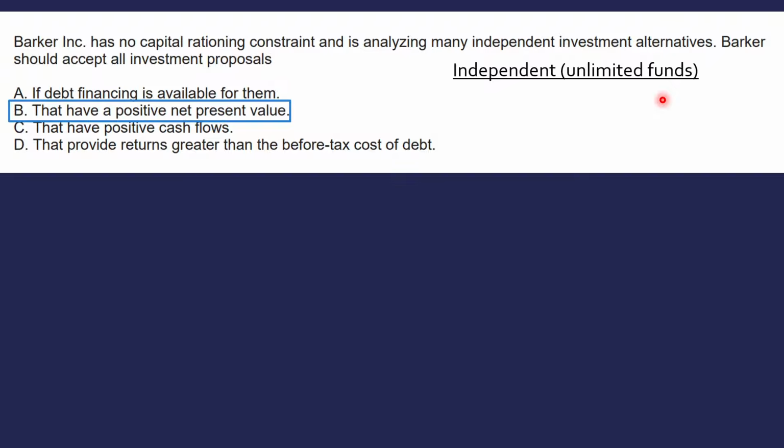Ano ang rule natin pagdating sa paggamit ng discounted cash flow techniques? We accept any project with an NPV greater than 0, which means that the IRR is greater than the hurdle rate, which means that the PI is greater than 1. So automatic na kapag pasado yan sa isa, pasado yan sa lahat. NPV is greater than 0, in other words, positive si NPV. IRR is greater than the hurdle rate, and the PI is greater than 1.